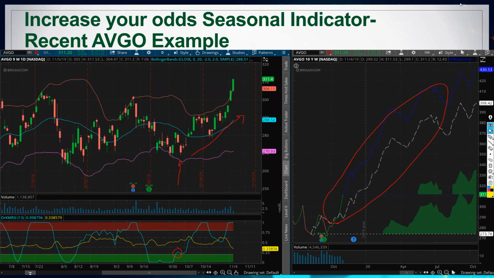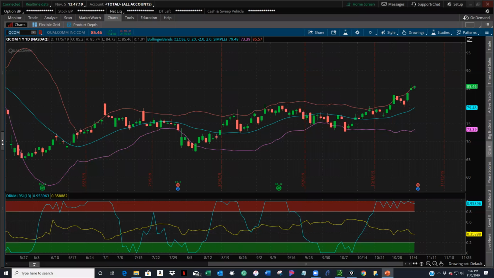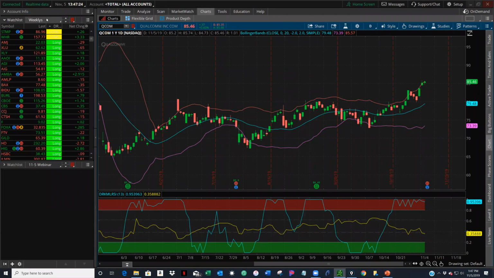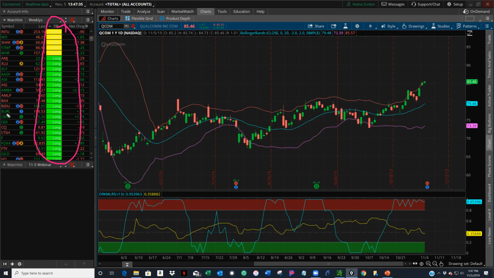Okay, so let me go back here and show you how you can find these. I'm going to bring up the weeklies, for those of you that trade options. Once you load in this indicator, this script that I have coded, it'll bring in all the longs and shorts and neutrals for all the weeklies, which is like 500 of them, immediately. Then you can click on them and see if it's meeting the criteria that I just showed you.